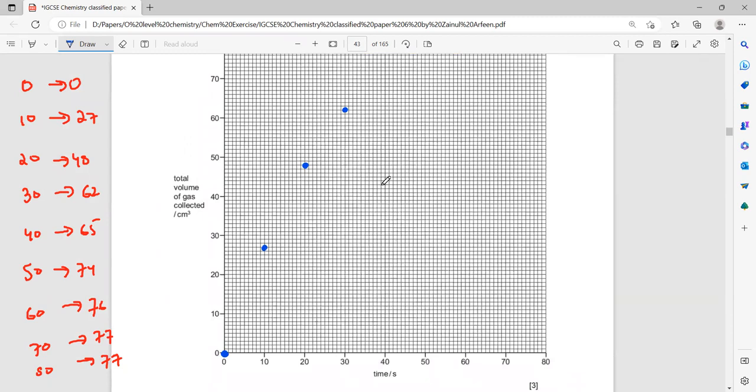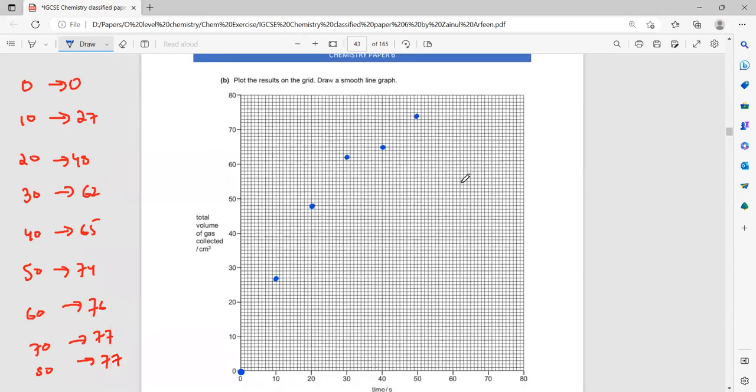So this one is 40. And this was 62, 63, 64, 65. And then we have 50 and 74. This one is 70. 1, 2, 3, 4. So 74. And then 60 and 76. So 60 and 76.